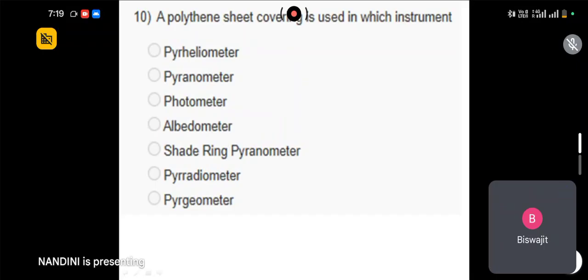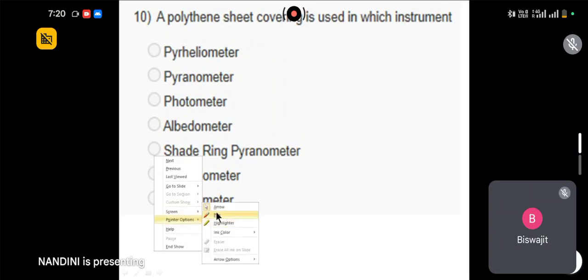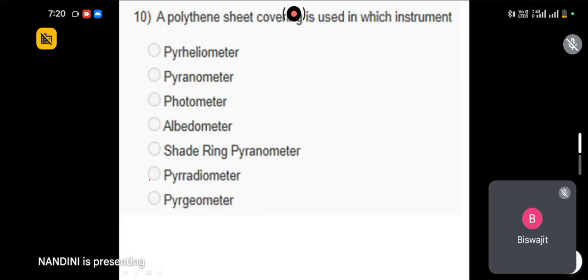Yeah, it basically measures the thermal radiation. So pi radiometer is the correct answer.